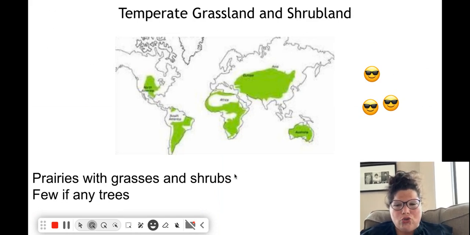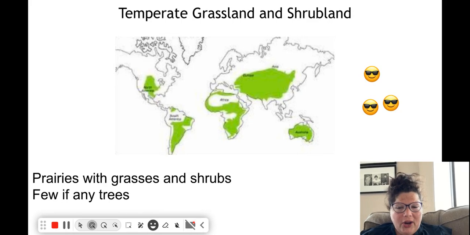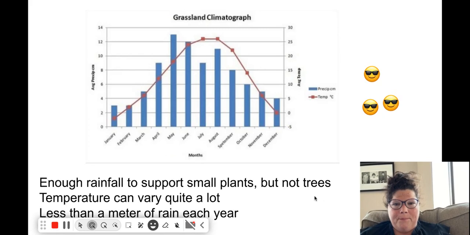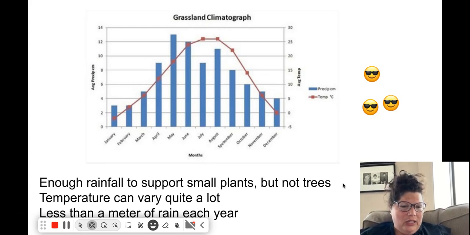Temperate grasslands and shrubs. These are our prairies. Most important, very few trees. Very, very, very few trees here. There's enough rainfall to get small plants, but not trees. We cannot get a lot of trees here. Temperature varies, and we get very little rain.